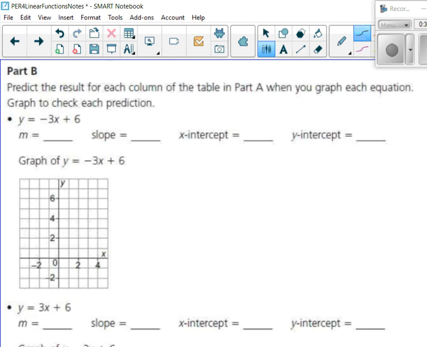Okay, so can you tell me from part A, what is my m?